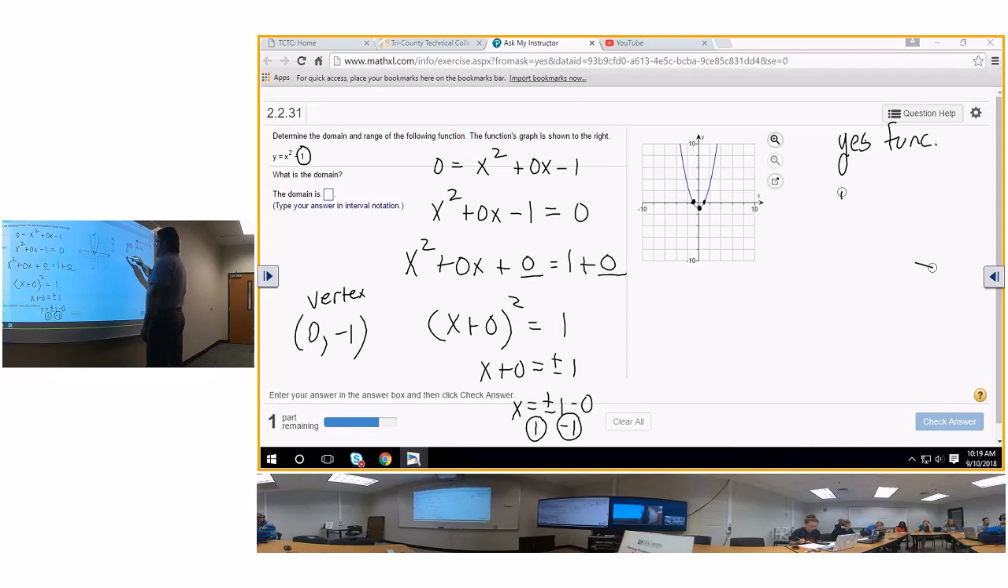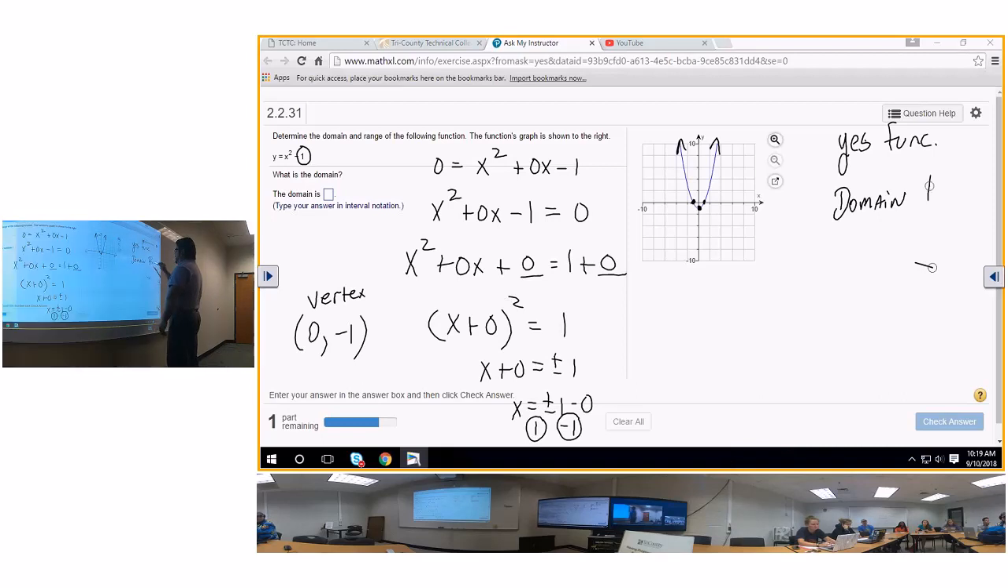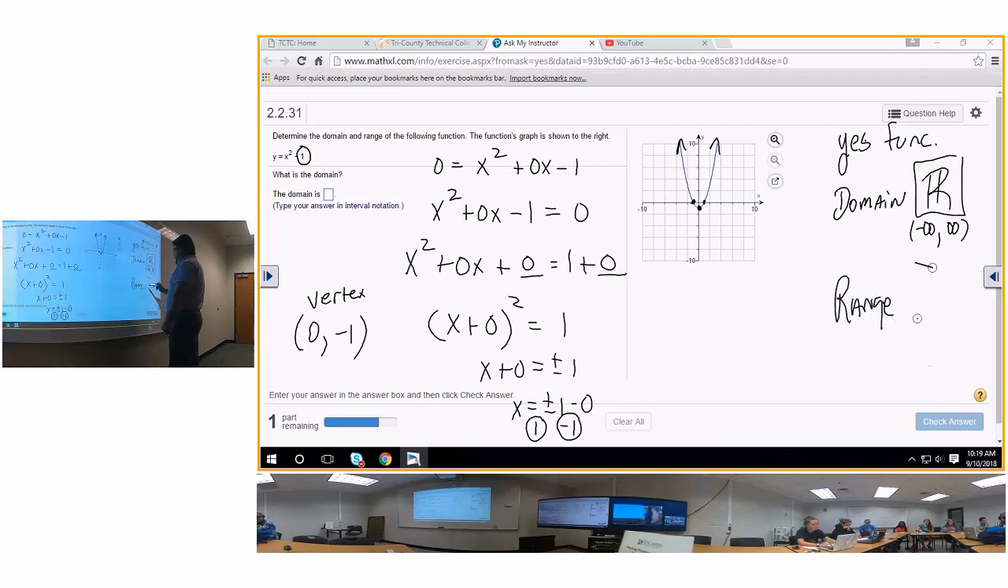Domain is all real what? Unless you have solid or open circles up here, it's considered to be what? Arrowheads. I wish they would put arrowheads on all of them, but they don't. But domain is what? All real numbers, or negative infinity to positive infinity. The directions will tell you what to put in. If it says interval notation, they want negative infinity to positive infinity. Range is from negative 1 to what?